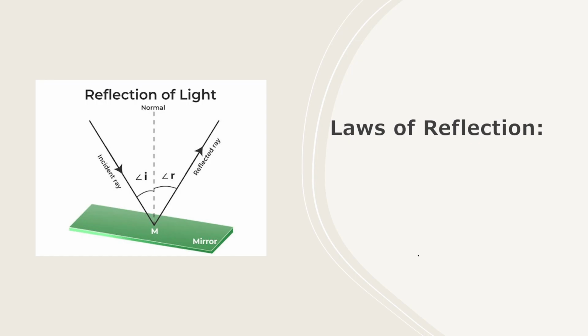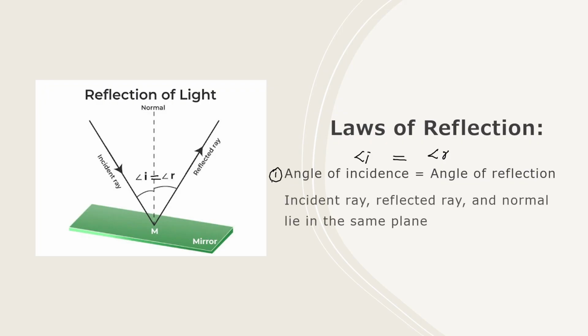The next is laws of reflection. This is also quite familiar to you. There are two main laws of reflection. The first one is angle of incidence is equal to angle of reflection. So here this is angle I, this is angle R, and both angles are equal. That is the first law. Now the second law: the incident ray, the reflected ray, and the normal at the point of incidence all lie in the same plane.